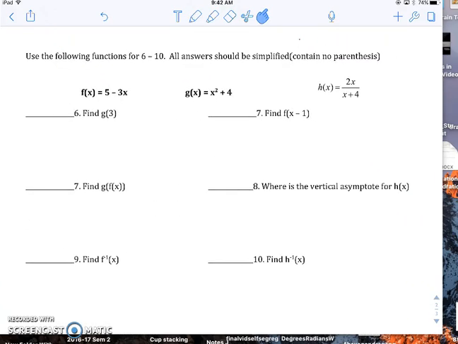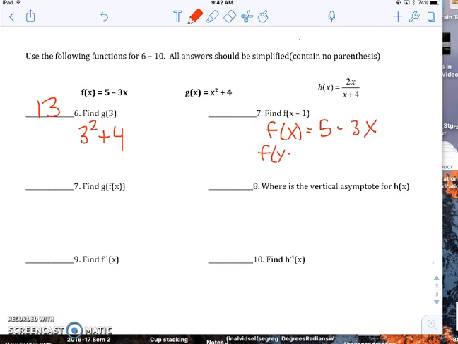So on this next page, we're asked to find g of 3. If we plug that into our g function, 3 squared plus 4, so we end up with 13. And then f of x minus 1. Our f of x function is 5 minus 3x. So f of x minus 1, we'd have 5 minus 3, but instead of x, we're going to put x minus 1. And we just need to simplify it. So 5 minus 3x plus 3. So we have 8 minus 3x.